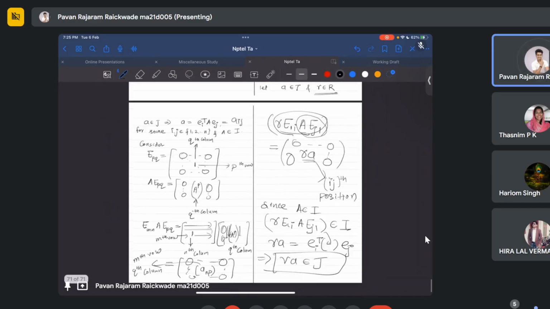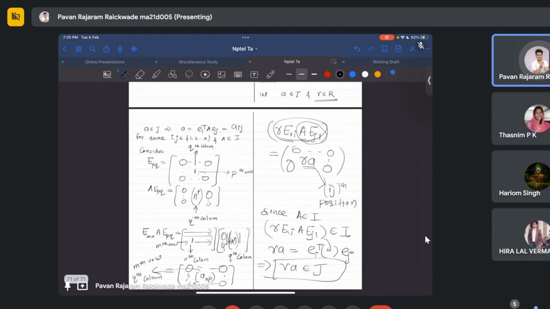So understand the mechanism, how I did. I started with any element from J, I multiplied it with any element of R. Then I showed that RA is also an entry of a matrix from I. This is how we define J, right? So then I proved that J is indeed an ideal. Now I only have to prove that the ideal I is simply Mn over J.